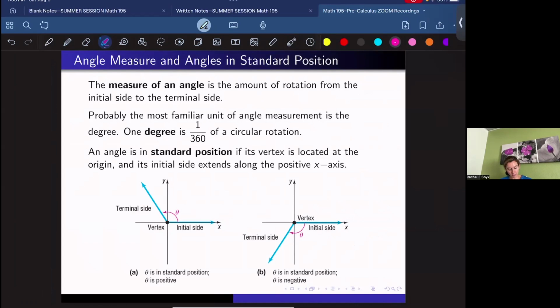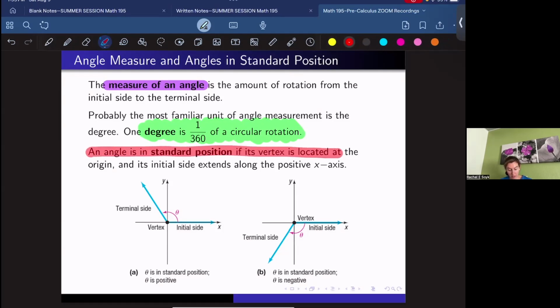Some more vocab. The measure of an angle is the amount of rotation from the initial side to the terminal side. And we have 1 degree represents 1/360th of a circle, aka a circle is 360 degrees. So just think about fractions here. And then we also have, an angle is in standard position, first objective, if its vertex is located at the origin and its initial side extends along our x-axis.